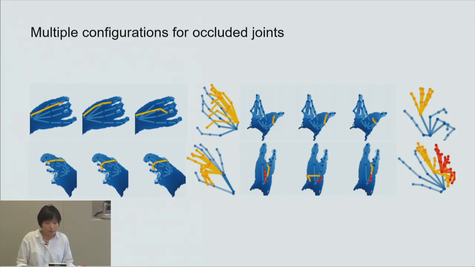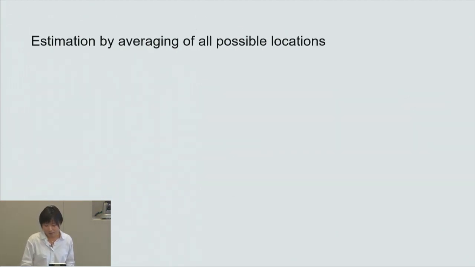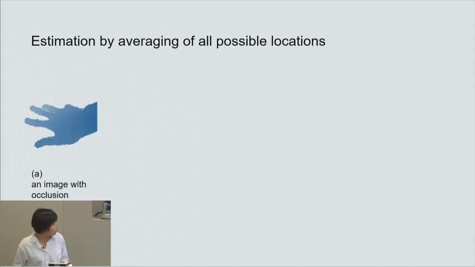So what will happen if we use a CNN trained with a mean squared error? We first look at an example image with occlusion.